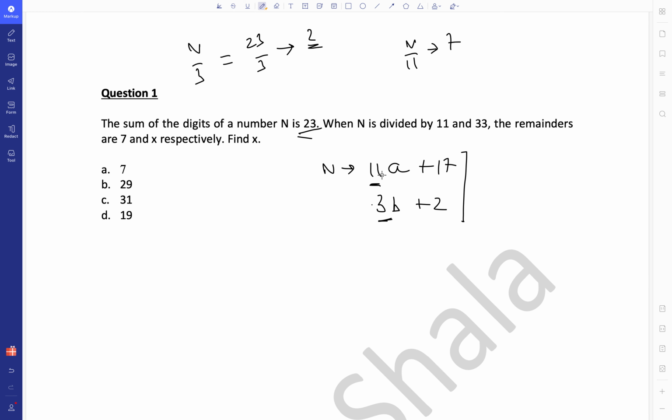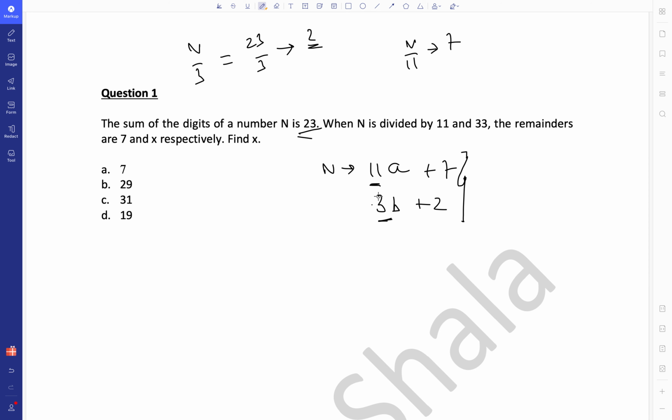I think I've made a mistake here, this should be 7. So the remainder of n with 11 is 7, right? So you should write it as 11a plus 7, 3b plus 2. There are two ways to solve this with the Chinese remainder theorem.